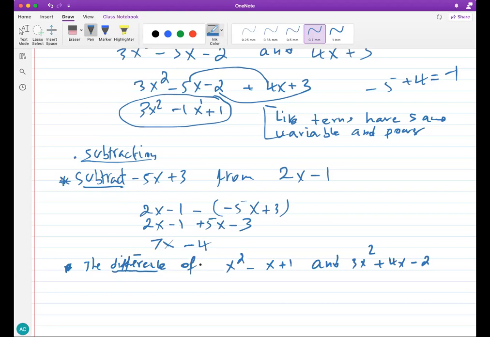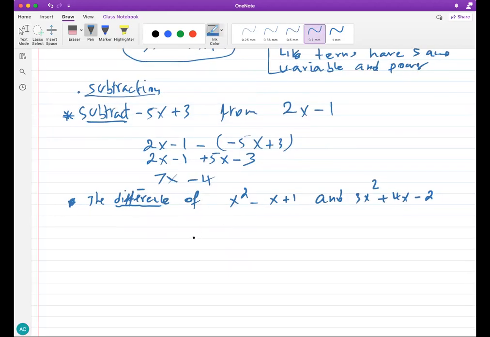Same as here. But here, which one goes first of the two polynomials? The x squared. That's right. So if it says find the difference, keep the same order, this minus this, no problem. But if it says subtract from, the second one should go first. So that's very important. Keep that in mind. For difference, we're just going to keep the same order.